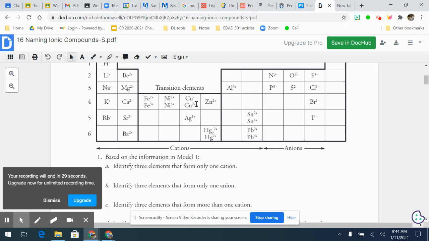And so this is why we didn't discuss it last week, because these are a little bit more complicated. But we do need to be able to recognize them and be able to name compounds that have these elements in them, even though we are not talking about them as much, because these ones actually are very common. This is iron, nickel, copper, and zinc. So you'll probably recognize those metals as metals you see every day.